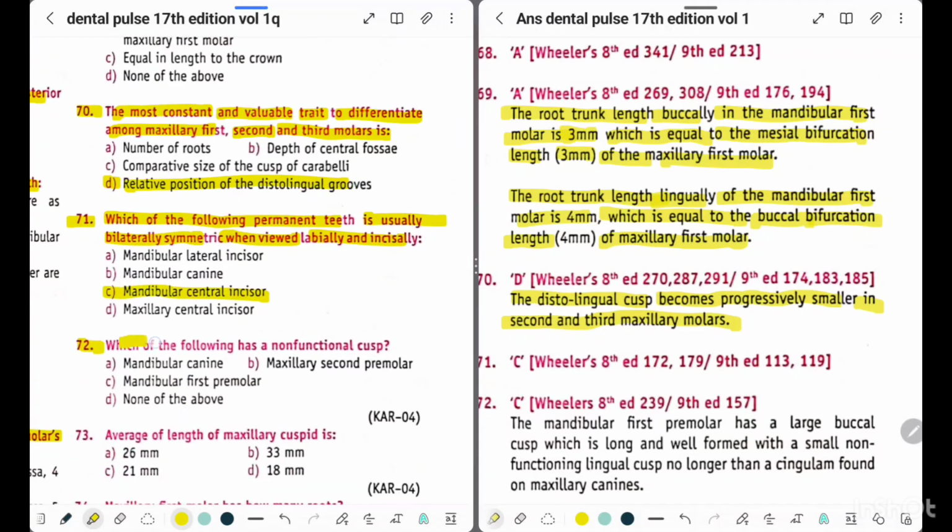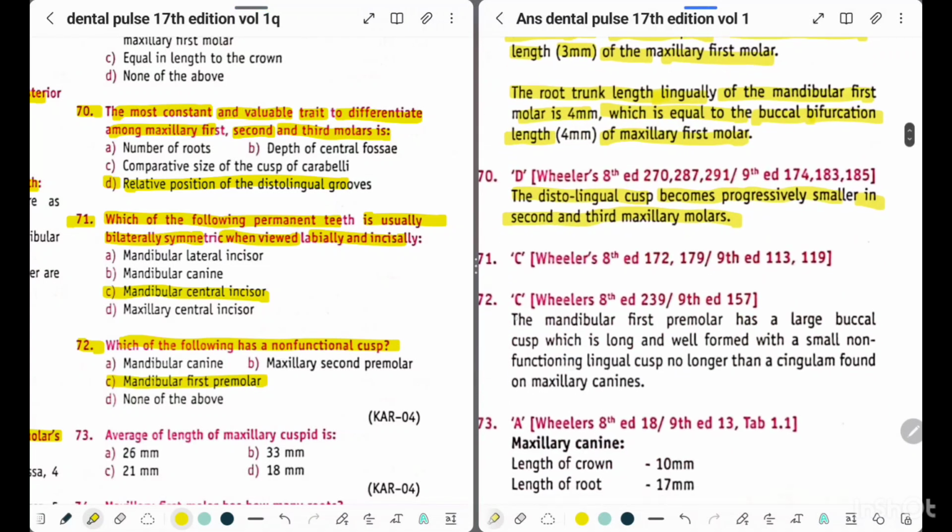Question 72. Which of the following has non-functional cusp? So its answer is mandibular first premolar. Mandibular first premolar has a large buccal cusp which is long and well formed, with a small non-functioning lingual cusp no longer than a cingulum found on maxillary canines.